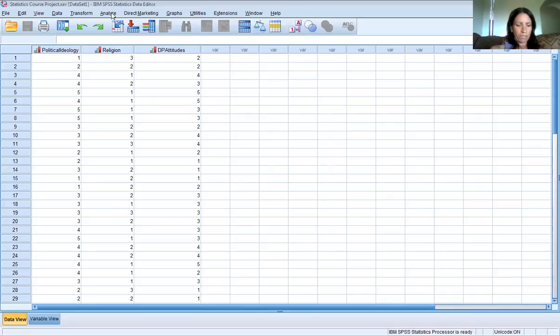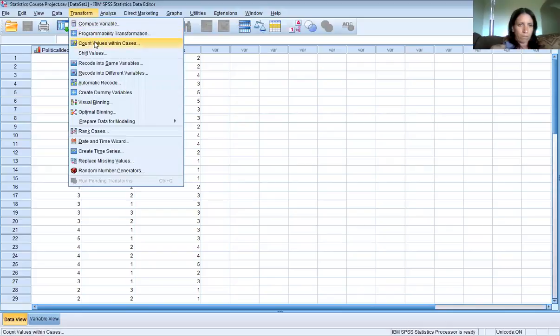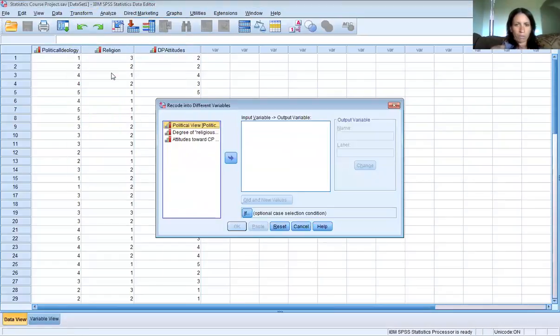Okay, so you're going to go to Transform, Recode into Different Variables. If you recode into the same variable, you are going to lose your original data. Don't do that. Do not ever, ever, ever do that. If you become a professional researcher, if you use SPSS in your career, no matter what anybody tells you, do not ever recode into the same variable. You will lose your data. So you want to recode into different variables.